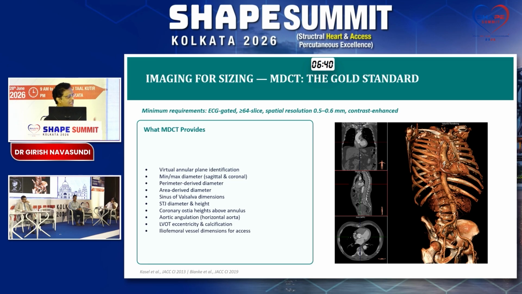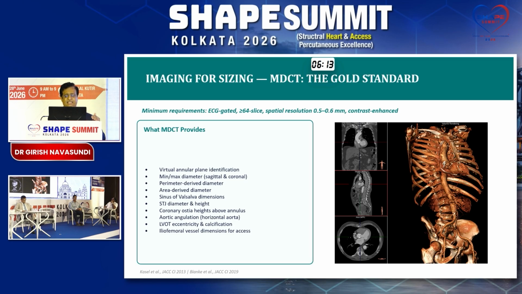I think we had such an excellent talk. I would just put a little more words into what was discussed. You need to look at multiple things. Look at the virtual annular plane identification, minimum and maximum diameters both in sagittal and coronal. Perimeter is very, very important, perimeter-derived diameters, then area-derived diameters. I think these two are more important than just the diameter that you measure.